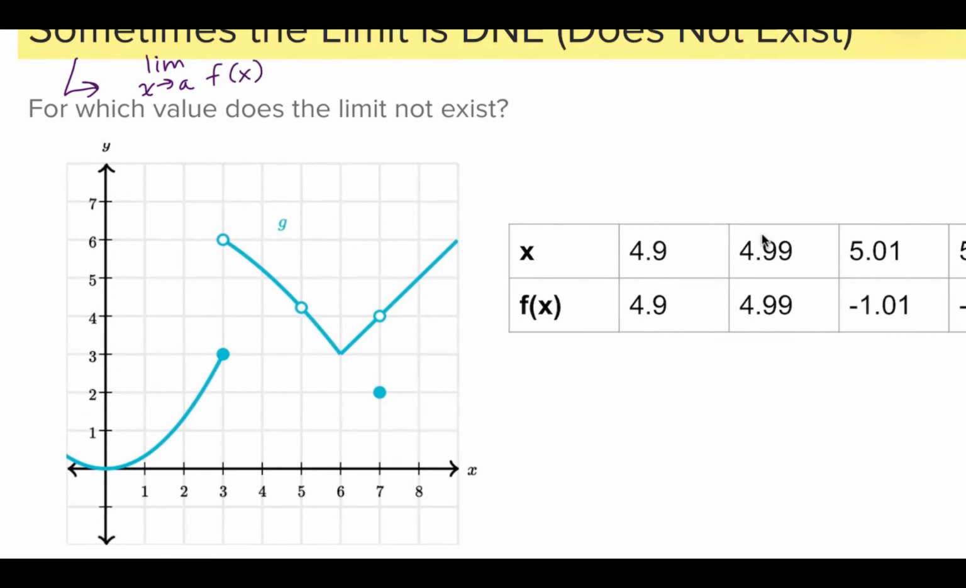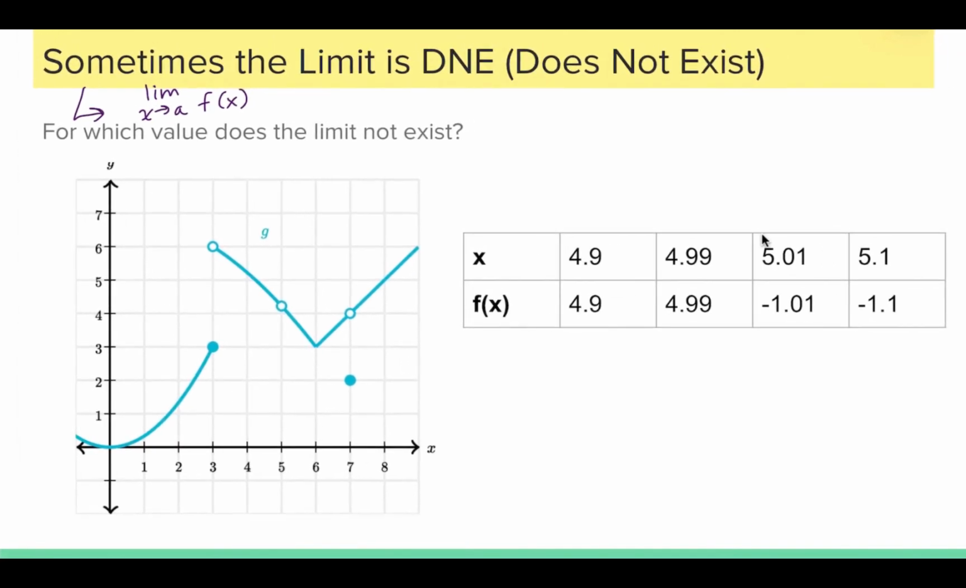Let's use our notation. So the limit as x approaches a of f of x does not exist if the limit as x approaches a from the left of f of x does not equal the limit as x approaches a from the right of f of x. Yeah, that's better. So that's a formal definition.